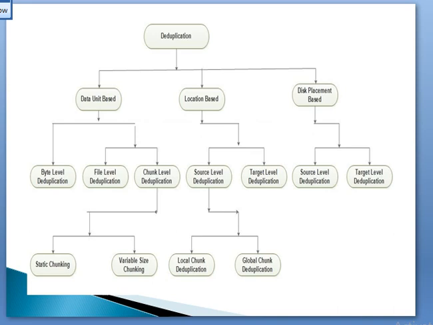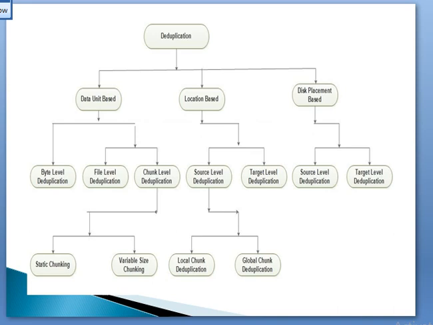In the file level data deduplication technique, every index of the file is maintained on the storage device, so that redundant data is not placed on the disk or the storage device. In the chunk level data deduplication, a chunk of the data is maintained in the hash table, and every hash value is matched.